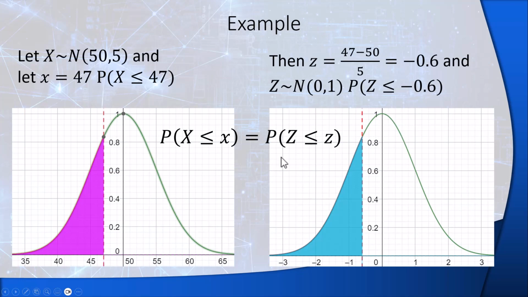And this is exactly what we're talking about here. Here is the probability of x being less than or equal to x for a certain normal distribution. And this is the probability of z being less than or equal to z on the standard normal with the associated z-score, and they are the same.